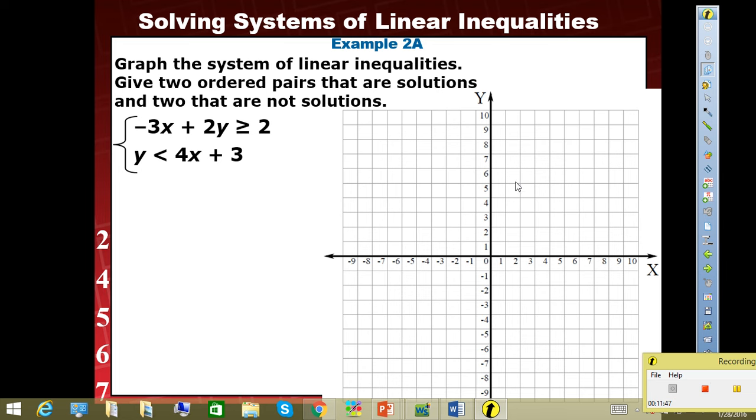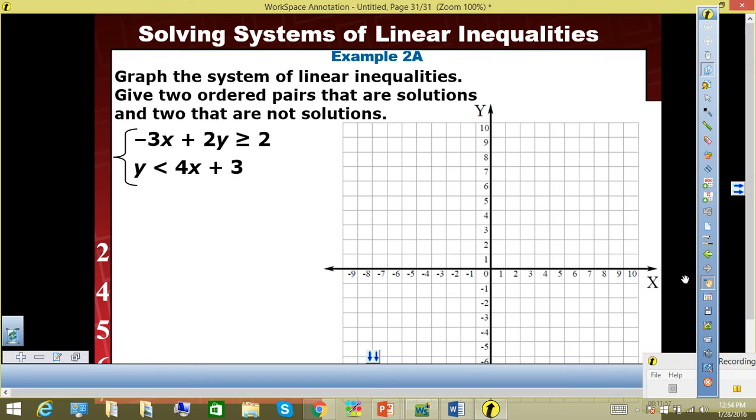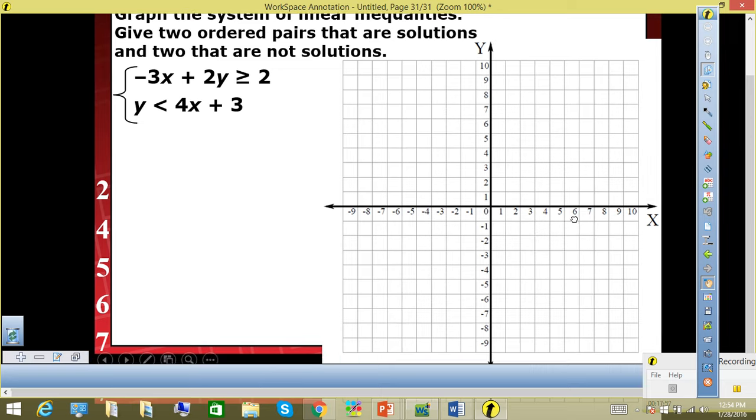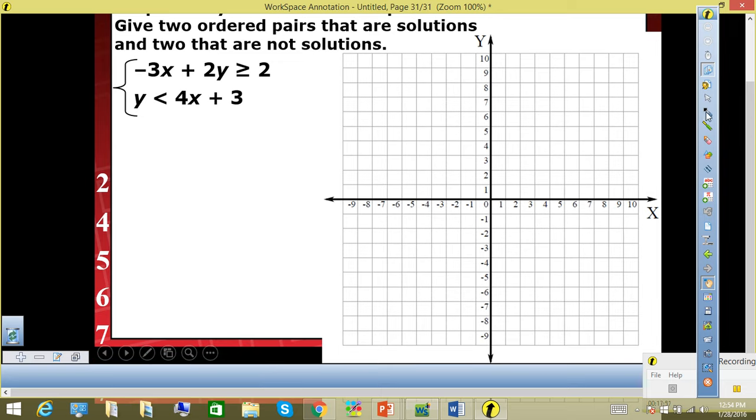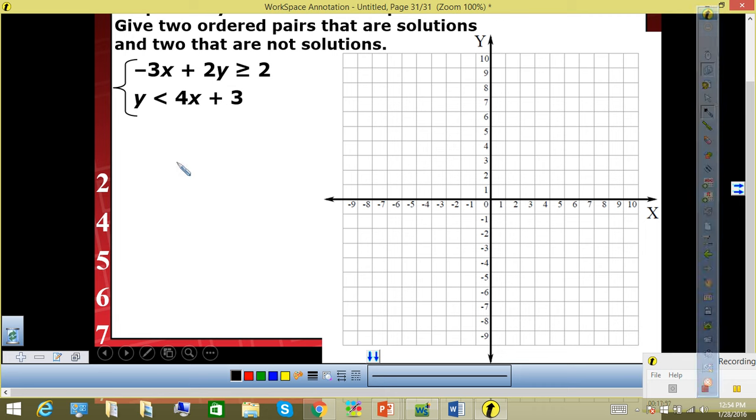Can you read us step 1, please, Santi? What's step 1? Okay. What do you guys notice? It's already solved? Let's see. Oh, the bottom one. So the only one we need to change is this one. So let's rewrite it down here. Negative 3x plus 2y greater than or equal to 2. And let's solve for y. Line down the equal sign.